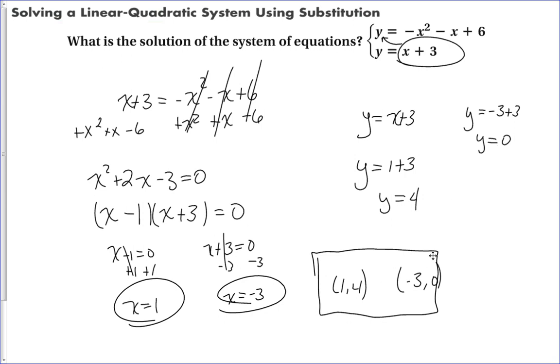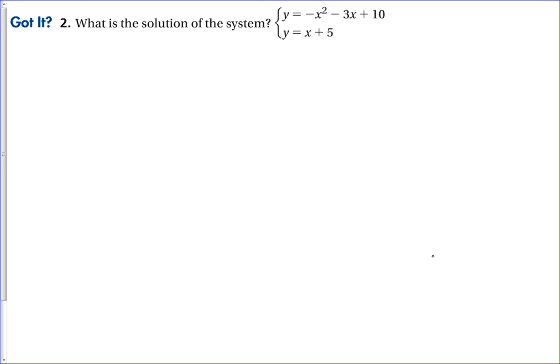All right, I'm going to let you try one now. What is the solution of the system? y equals -x squared minus 3x plus 10, and y equals x plus 5. Go ahead and pause the video and work these out. All right, so here we go.